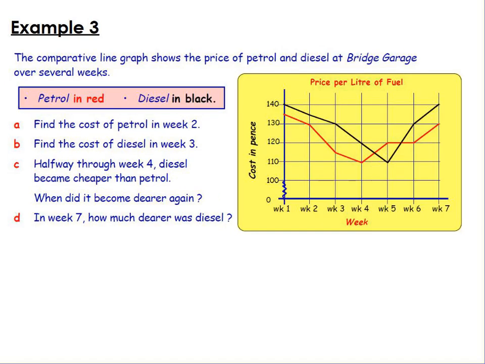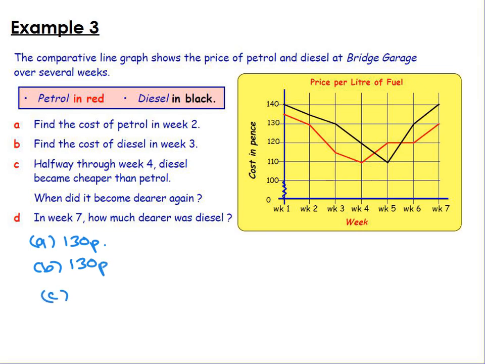Example 3. The comparative line graph shows the price of petrol and diesel at Bridge Garage over several weeks. So our petrol is the red line and diesel is the black line. Part A. Find the cost of petrol in week 2. Go along to week 2, up to the red line, and it's 130 pence. Okay, part B. Find the cost of diesel in week 3. Okay, go to week 3, up to the line, and it is also 130 pence.